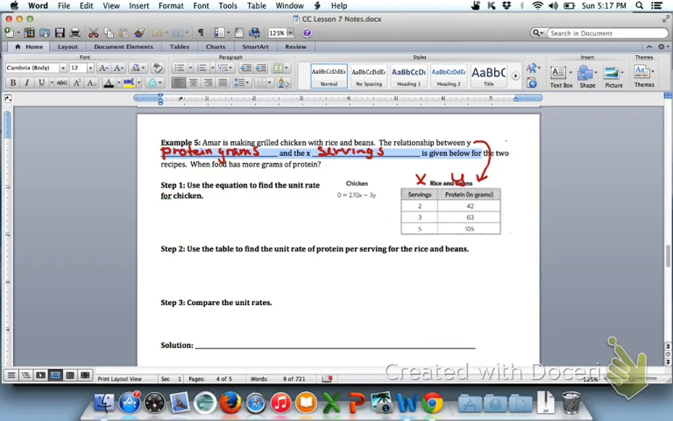And that's true for the two different recipes. We have one in a table, and then we have one in an equation here. So we have the rice and beans versus the chicken. We want to use the equation to find the unit rate for the chicken. So we first want to find the unit rate. Now remember, that means we are finding slope.